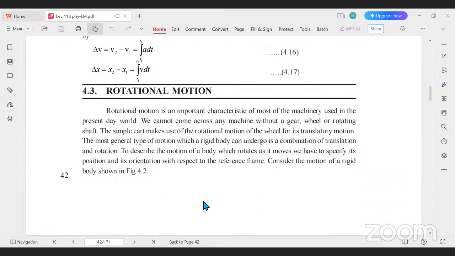Consider the motion of a rigid body. For example, if I'm taking a cycle or a scooter or a car, what is it having? The rotating wheels. So I have a velocity, an acceleration, a displacement, I know where to go, everything. If there is no rotational motion to that body, does it move from one place to another? Everything is fixed to the car or vehicle or bicycle, whatever you have taken. Everything is ready, but there is no rotational motion, so it does not move from one place to another.